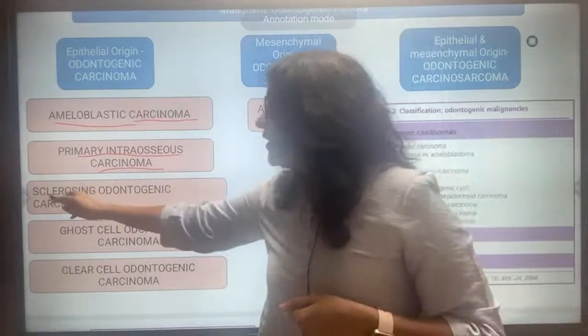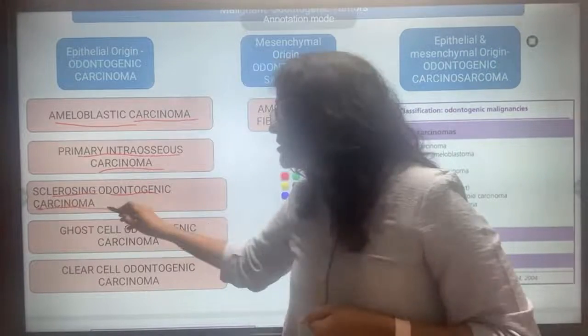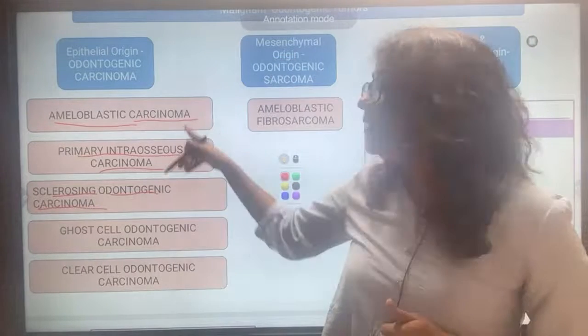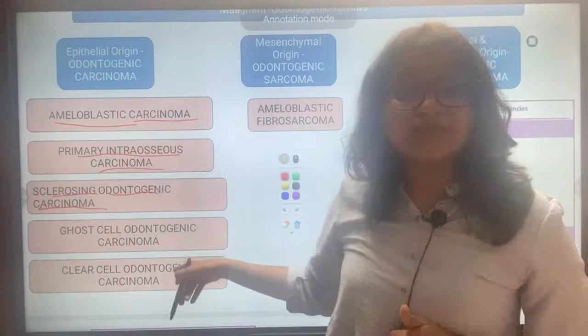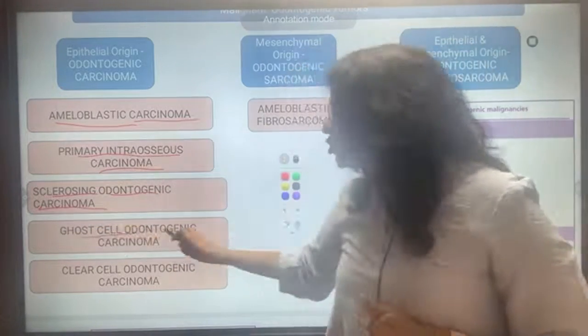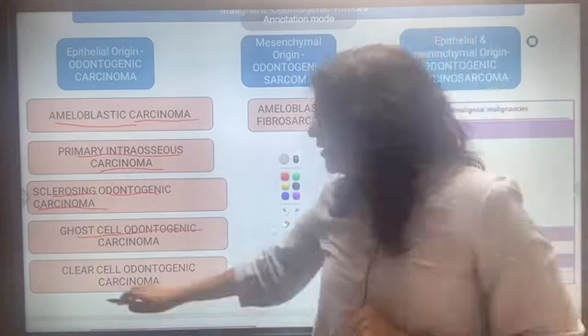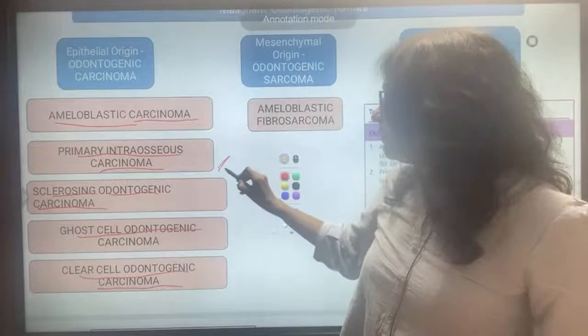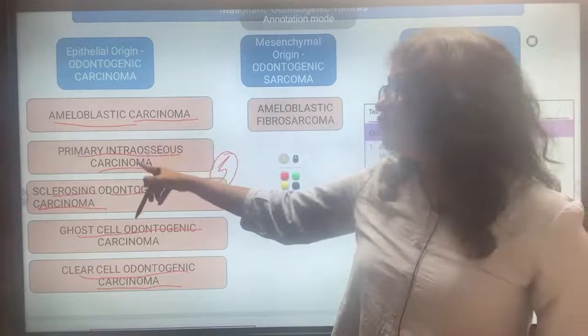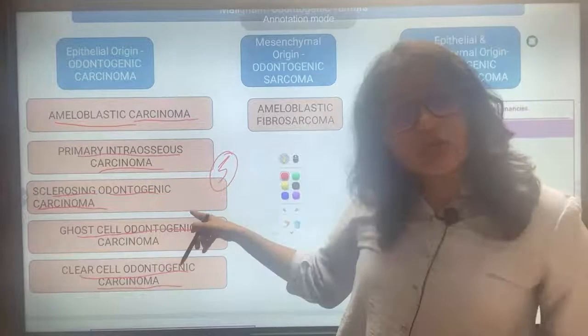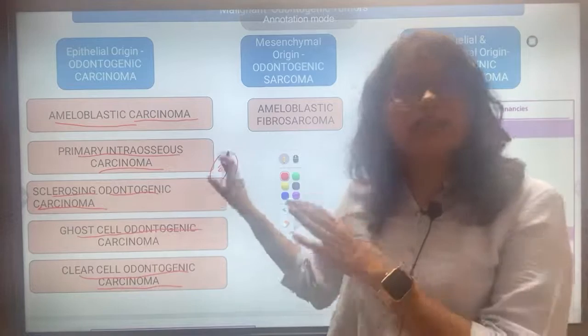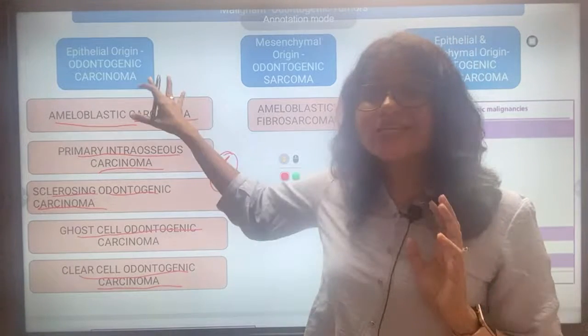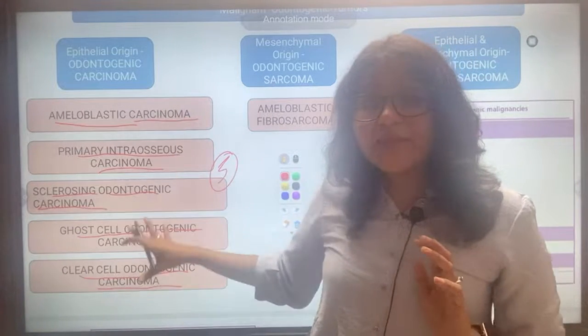Then sclerosing odontogenic carcinoma, again carcinoma, right. So, whenever it is carcinoma, it is an odontogenic epithelial malignancy. So, next, ghost cell odontogenic carcinoma and clear cell odontogenic carcinoma. Okay. So, here we will remember 5 names: ameloblastic carcinoma, primary intraosseous, sclerosing, clear cell, ghost, the rest is the same, odontogenic carcinoma. This is malignancy from epithelium, correct.